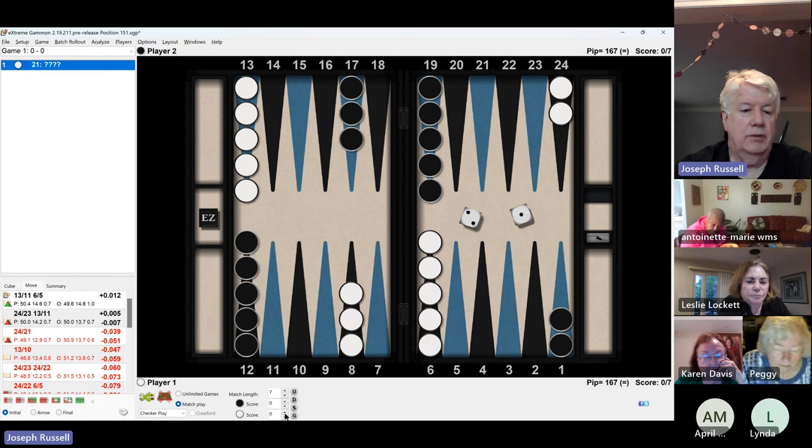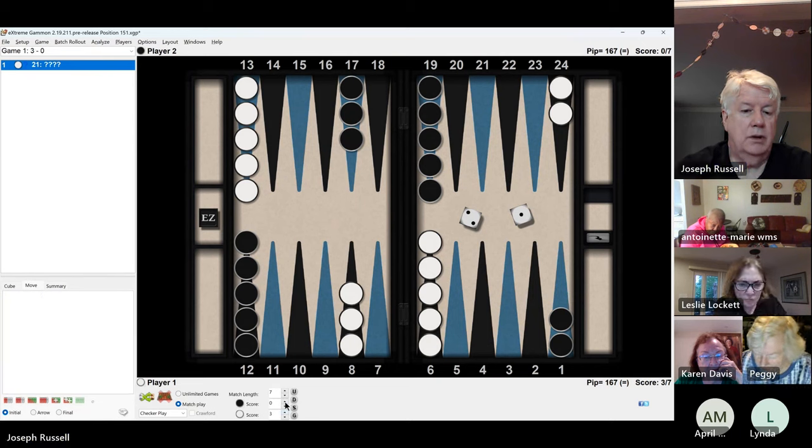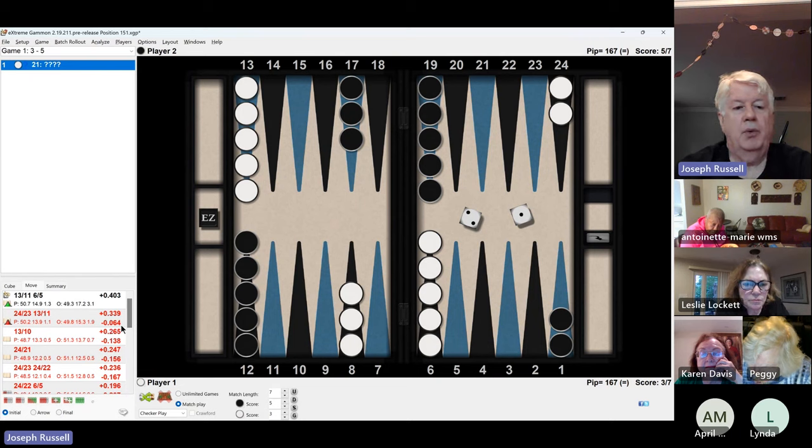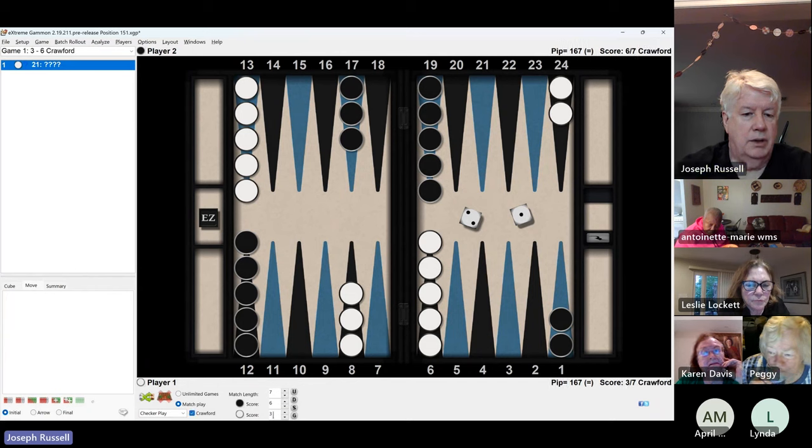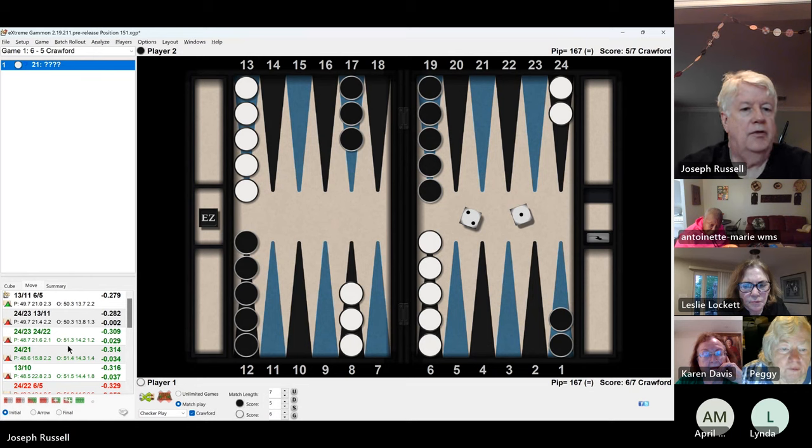Look, for example, at the 4-away, 2-away score. This becomes a 0.064 error to play. So this error is like 9 times larger at this score than it would be at a 0-0 score. And the one that I found surprising when I went through all this was when you're at Crawford, I mean, and your opponent has 5, 13-11-6-5 is still slightly superior.